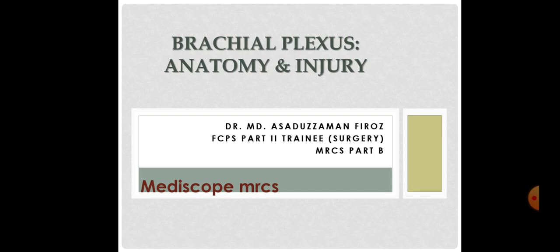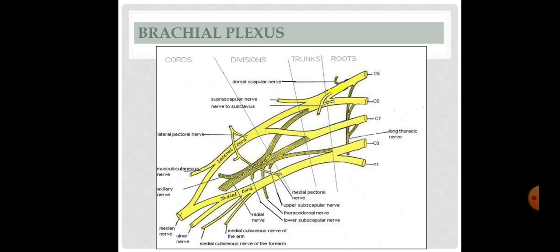Today's topic is the brachial plexus, its anatomy, and what injuries can happen in the brachial plexus. So let's start. At first, I want to say how the brachial plexus is formed. The brachial plexus is formed from five nerve roots that are C5, C6, C7, C8 and T1.